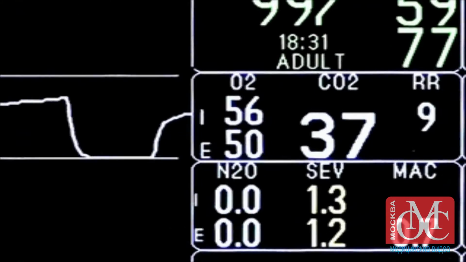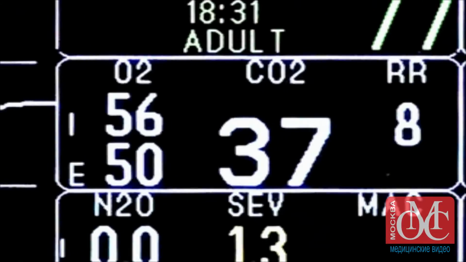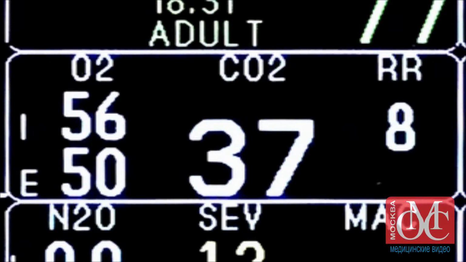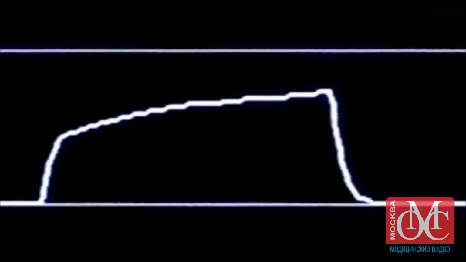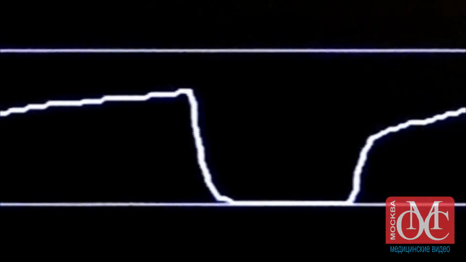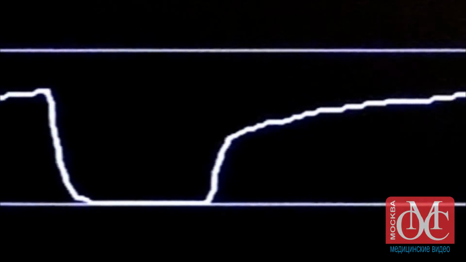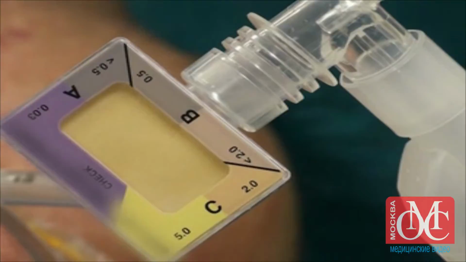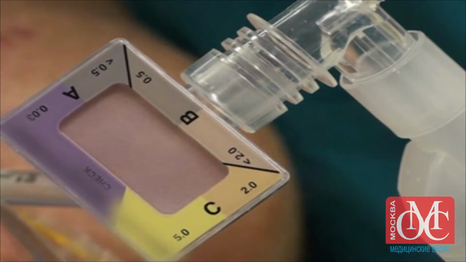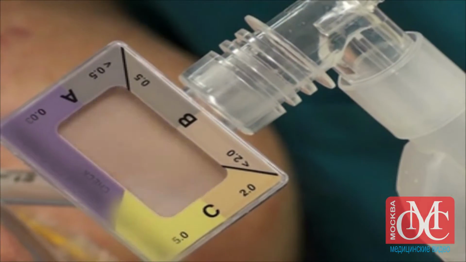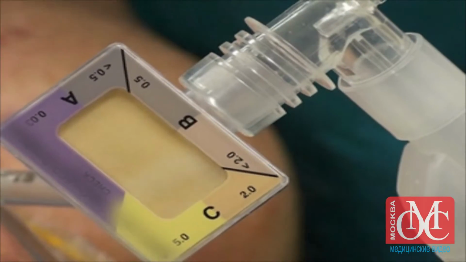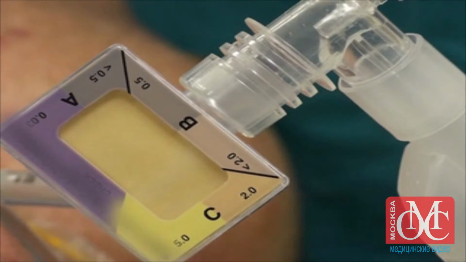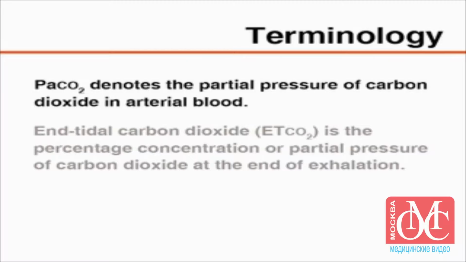Capnometry refers to the measurement and numerical display of carbon dioxide concentrations. Capnography refers to the graphic display of the exhaled and inhaled carbon dioxide concentration plotted against time. Colorimetric capnography is a qualitative method of determining the presence of carbon dioxide using a pH-sensitive filter that changes color from purple to yellow when carbon dioxide is detected.